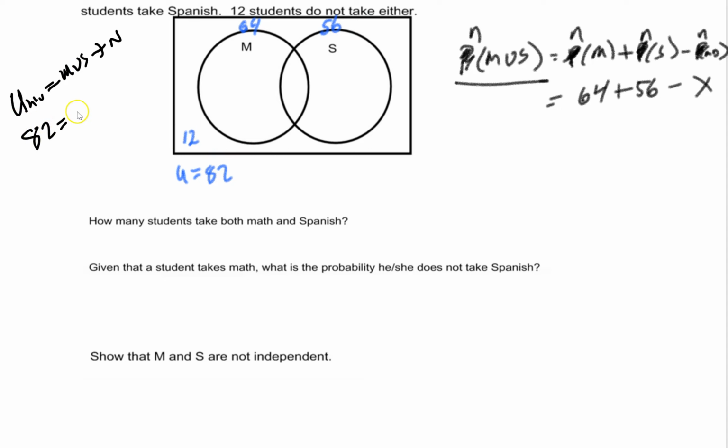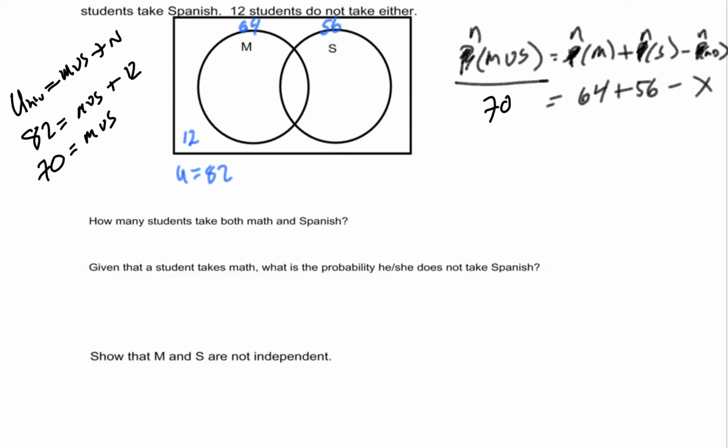I don't know what that is, but I know the neither is 12. So you subtract that from both sides, and you get the union equals 82 minus 12, which is 70. So that's how many people are taking either math or Spanish, right? Either one of those. So this is 70.